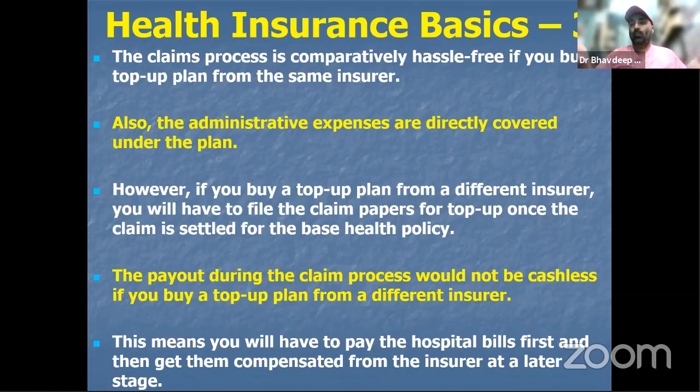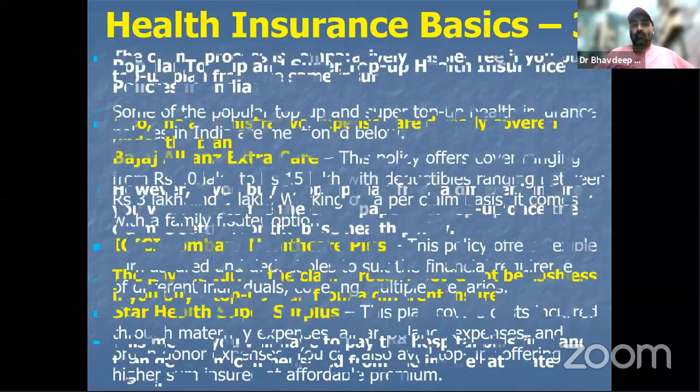So don't confuse things. Always keep things simple. If you're not happy with the company, then why are you buying the regular plan also from that company? If you're happy with that company, it makes sense to buy the top-up and super top-up from that company itself. If you buy it from different companies, that means you'll have to pay the hospital bill first and then get the reimbursement done from them.